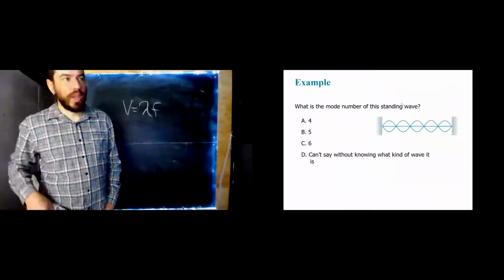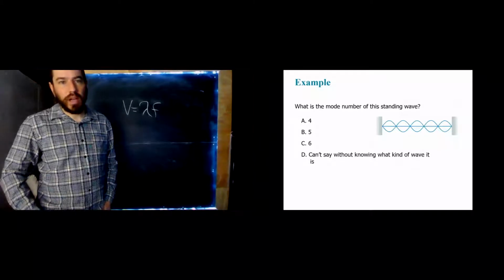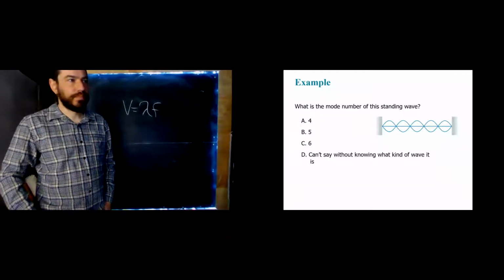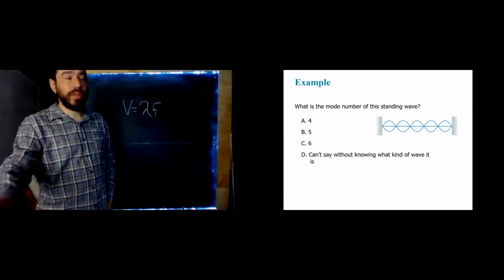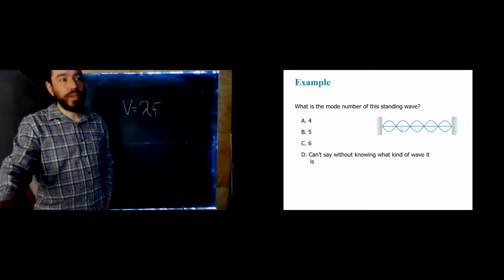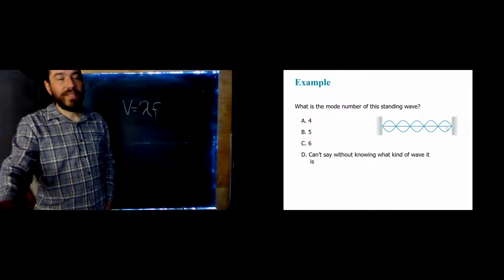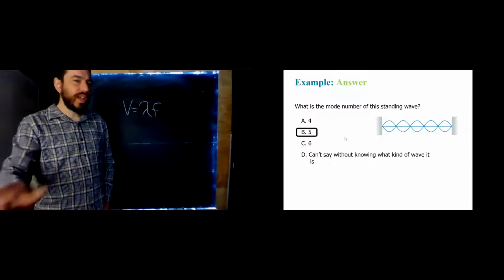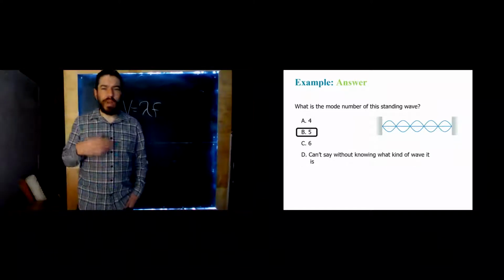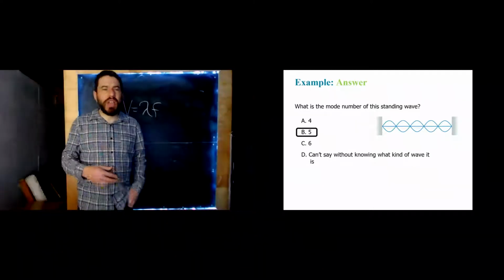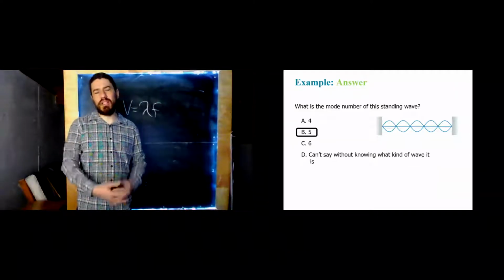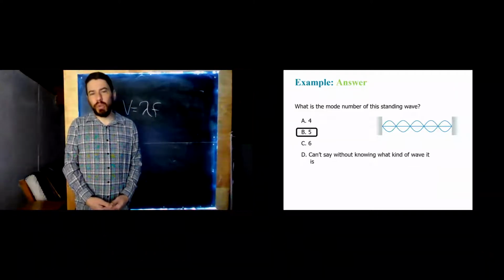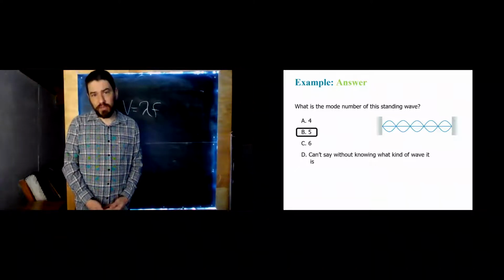Here's a quick example. What is the mode number of this standing wave? Well, in this case, all we need to do is count lumps. 1, 2, 3, 4, 5. 5 lumps. This is the 5th mode. Now, we can get rules for this. Oh, well, we count the lumps, we count the nodes, and subtract 1. The problem is we're going to talk about a variety of different kinds of standing waves, and you'll need a different rule for every different kind of standing wave.